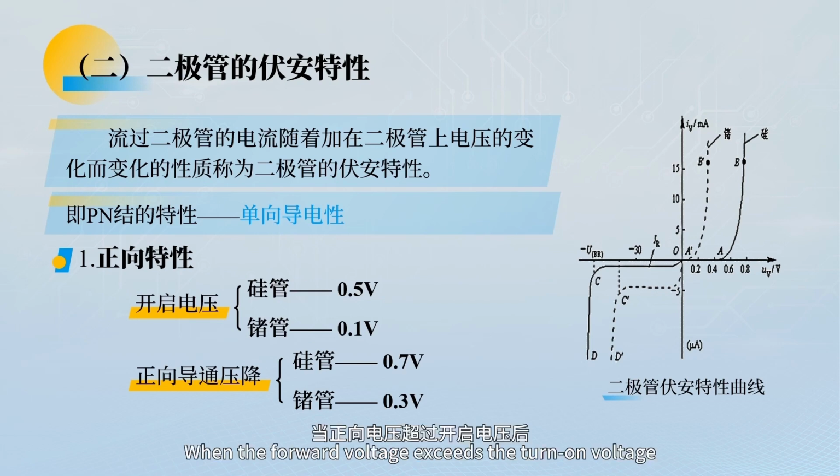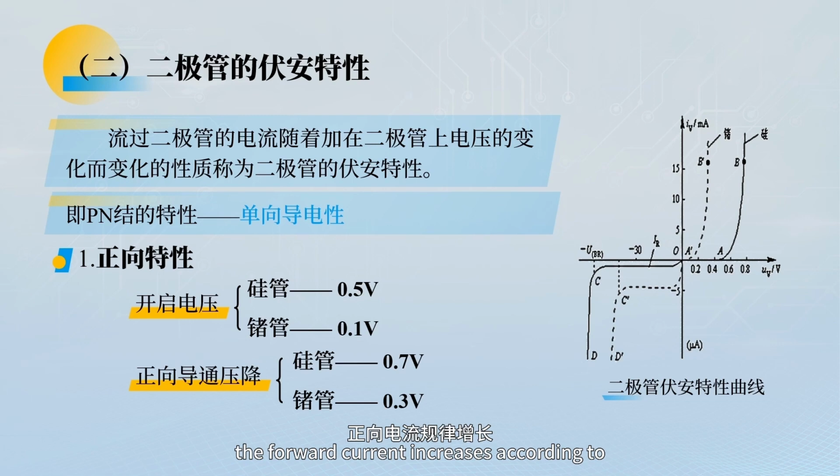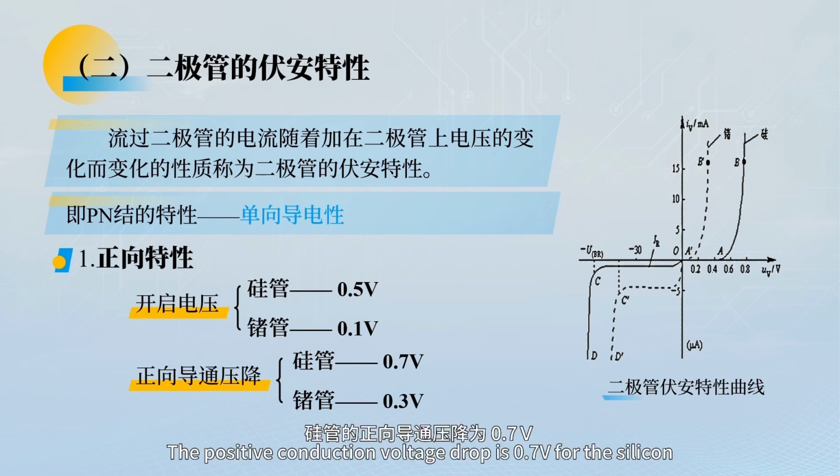When the forward voltage exceeds the turn-on voltage, the forward current increases according to an exponential curve, and the diode is in the conduction state. The positive conduction voltage drop is 0.7 V for the silicon tube and 0.3 V for the germanium tube.